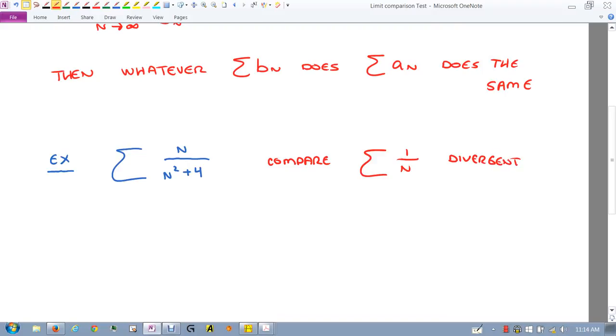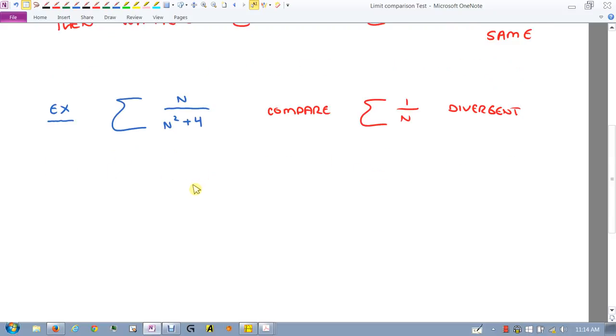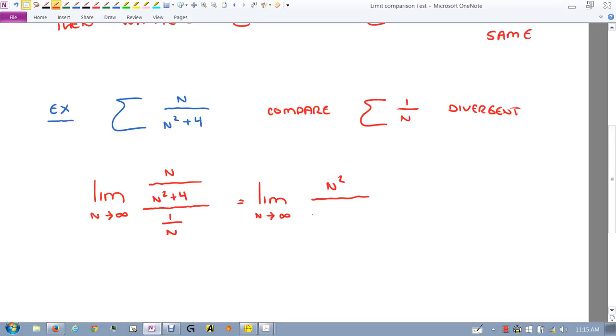This is divergent. Also keep in mind, both of these are positive, right? 1 over n and n over n squared plus 4, so I can use the limit comparison test. So here's the setup of the test. I'm going to take the limit as n goes to infinity of n over n squared plus 4 over what? 1 over n. Now, that's a fraction over a fraction. Just flip it. Doesn't it become n squared over n squared plus 4?